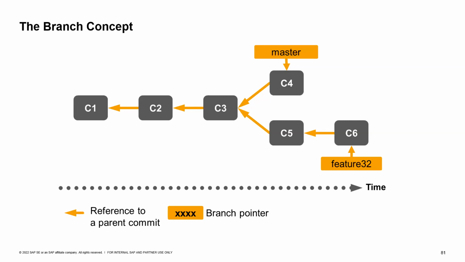After commit C3, a new branch, feature 32, has been created to support the development of a new feature. Now two commits, C5 and C6, have been made to this branch. In the meantime, additional changes have been committed in the master branch, which is the commit C4. So this is how parallel development works basically.